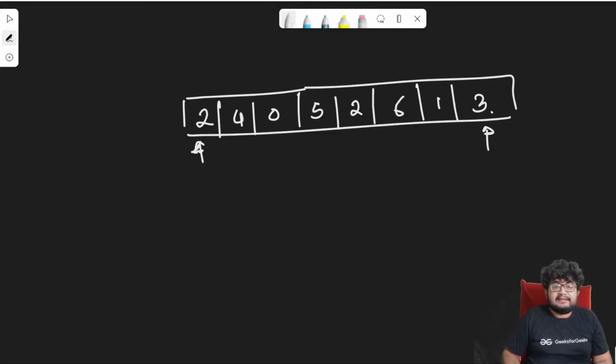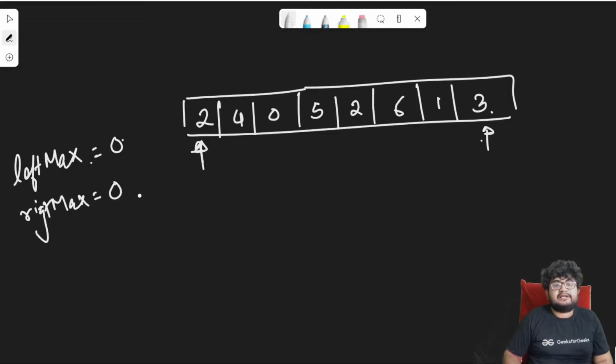Let's say this is the array. What can we do here? 3 1 6 2 5 4. Now we'll maintain two pointers, one on the left, one on the right. And we'll also maintain two values: left max, the maximum on the left that we have seen till now, that is 0, and right max, the maximum on the right that we have seen.